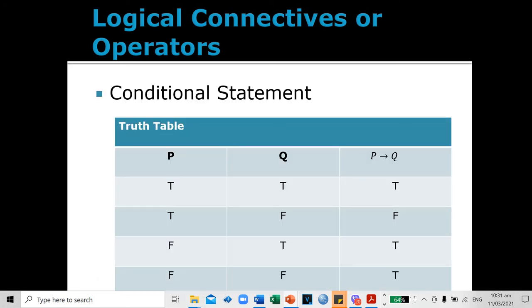So our truth value here for the conditional statement: if P is true, then Q is true, so it's true. Here we have false, so the only false statement here is the second one.